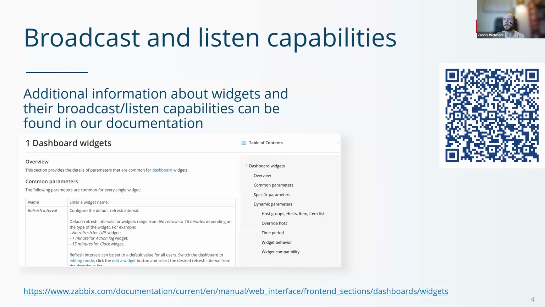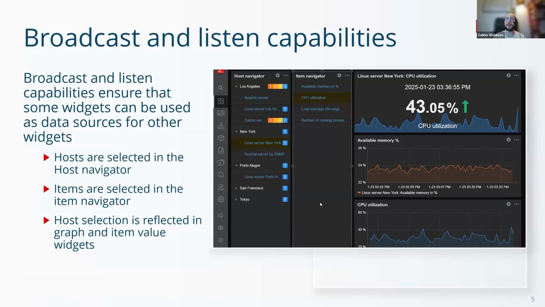So broadcast and listen capabilities allow us to deploy widgets configured in a way where they listen for data or they are used as data sources. They broadcast data to other widgets. For example, we can use Navigator widgets where we can select a host and information about that host will be displayed in this example on graphs. Or in Item Navigator, we can select items and the data about corresponding items will be displayed on graphs, but it can be displayed also in other widgets.